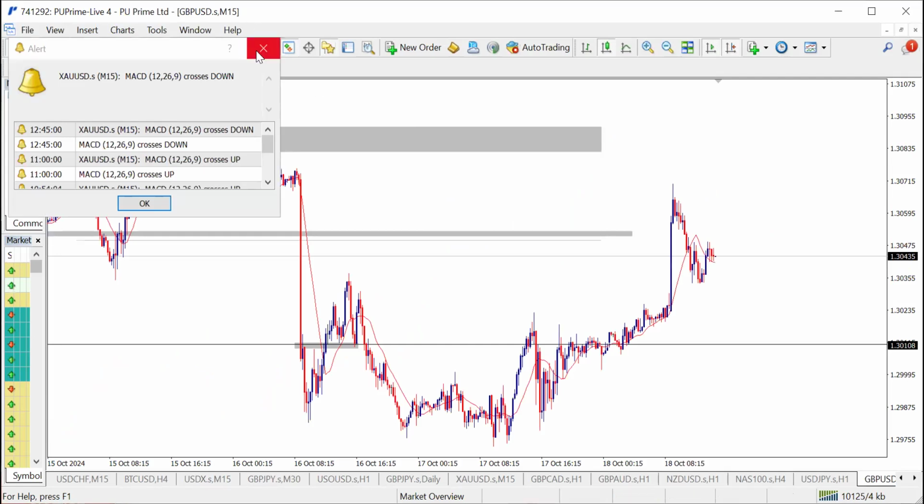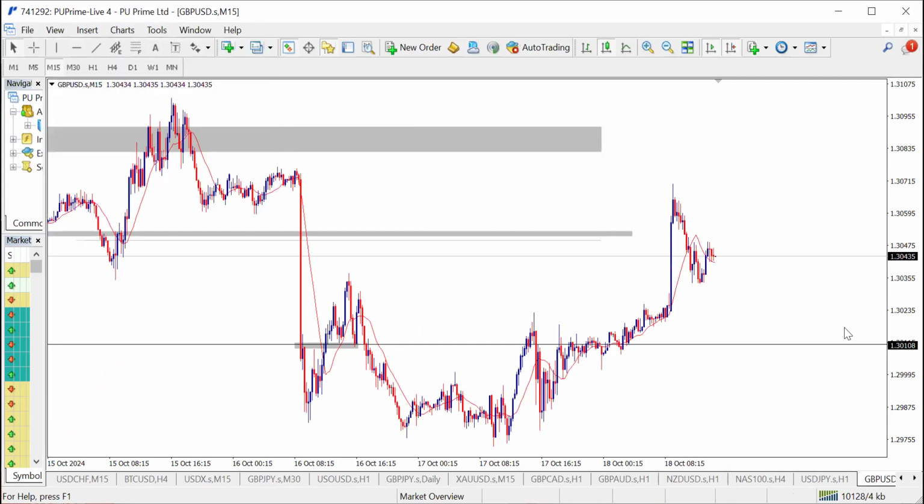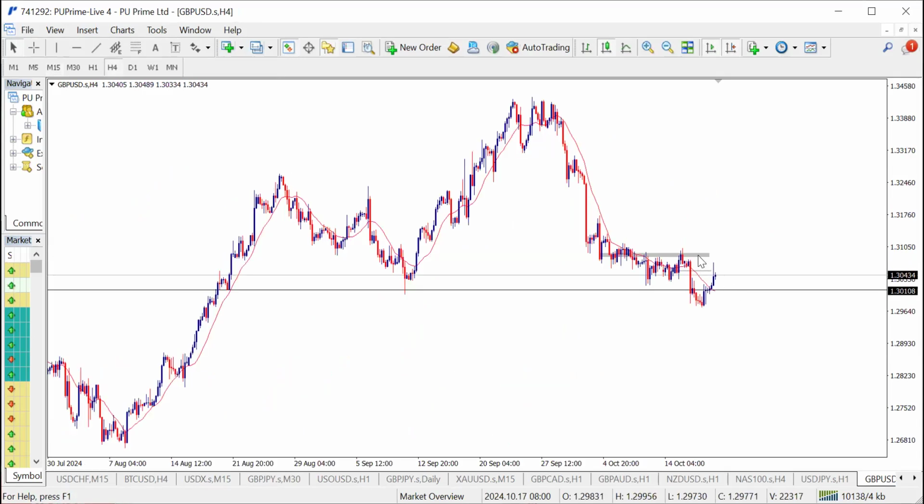So let's go very quickly to Euro USD. Let's see what the market is doing on GBP USD rather. On GBP USD, we came to this very strong area of daily or 4-hour resistance.